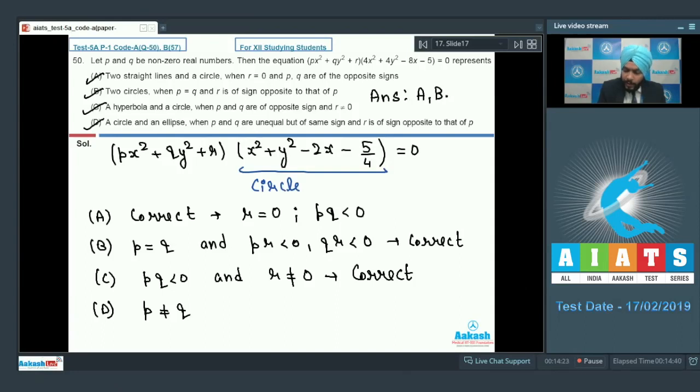A very, very simple question based on the basic definition of conic sections and the relation between the coefficients over there. Okay, let us move on to 51.